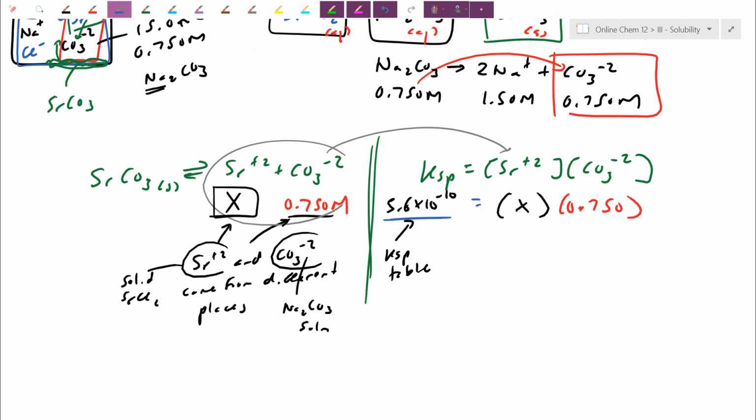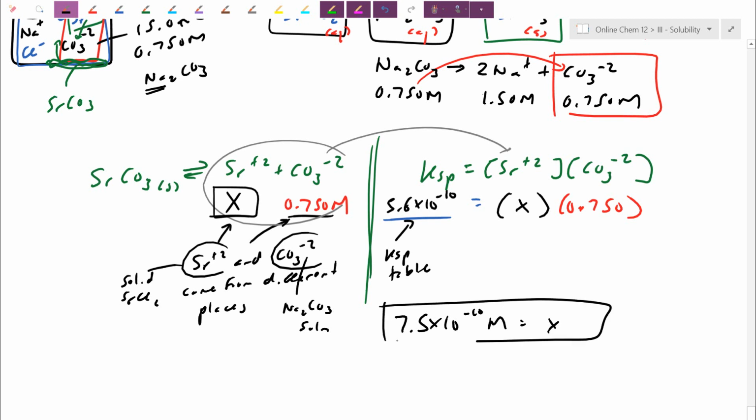Well, that's okay. This is one equation with one unknown. I can find out what x is. X is the concentration of strontium here. Let's take 5.6 e negative 10, the KSP, divided by 0.75. I already knew the carbonate. The answer here is 7.5 times 10 to the negative 10. So what this says is that by the time the x reaches a concentration of 7.5 times 10 to the negative 10, when I multiply these two here, I've already hit this KSP. It's going to start precipitating.